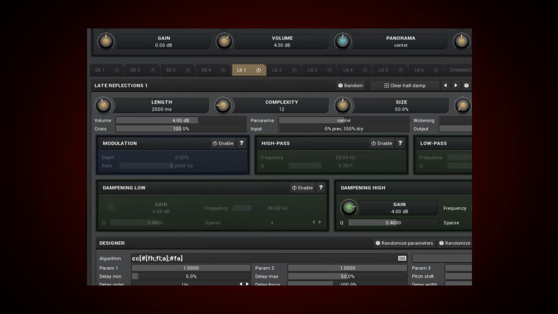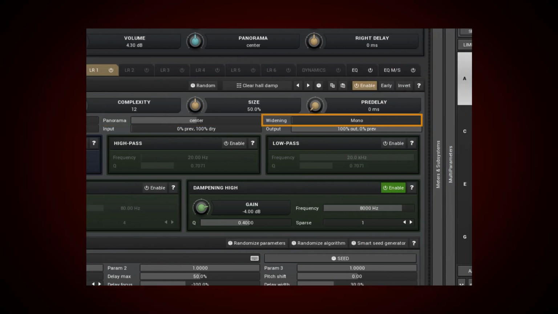I don't think I need to explain the volume and panorama. The widening employs the MS matrix to control a width of stereo image. At the far left position, it makes the output mono. 0% gives a wide stereo image. At 200%, the image becomes even wider.